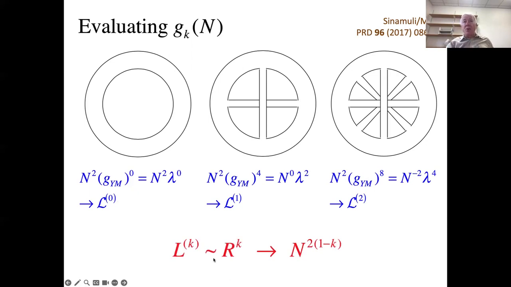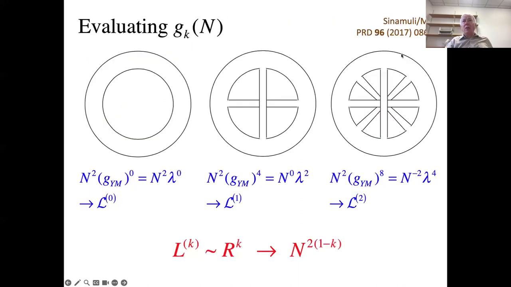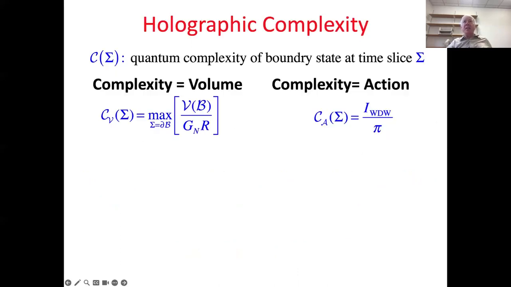And in general, the kth order Lovelock coupling yields a term that goes like N to the 2 times 1 minus k. So if k is 1, the N squareds cancel, you get N to the 0. If k is 2, you put the N squared there, you'll get 1 over N squared, and so on. So the point of this argument was to show that, in fact, there were arguments from large N AdS/CFT that could give Smarr relations.